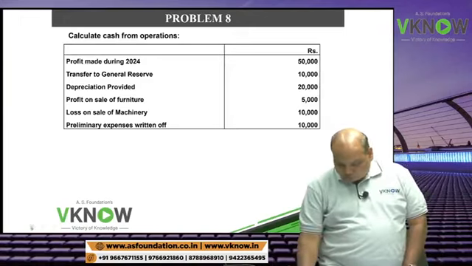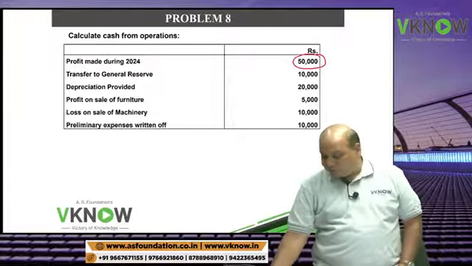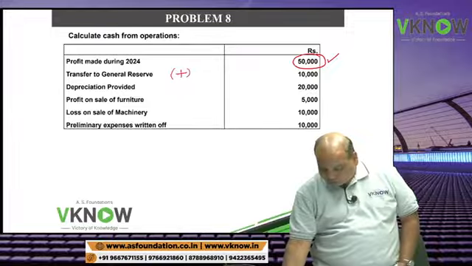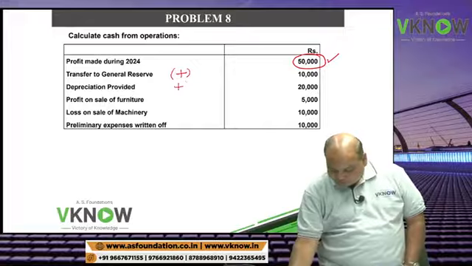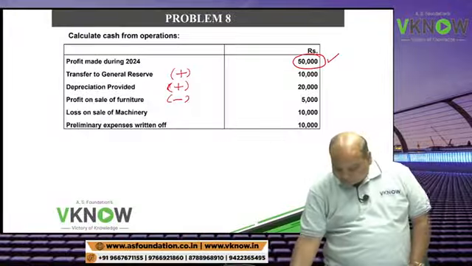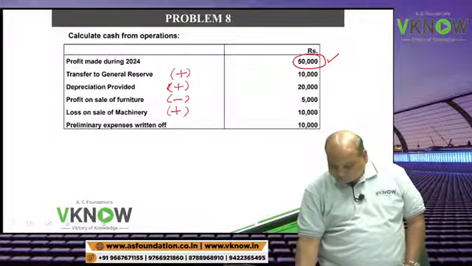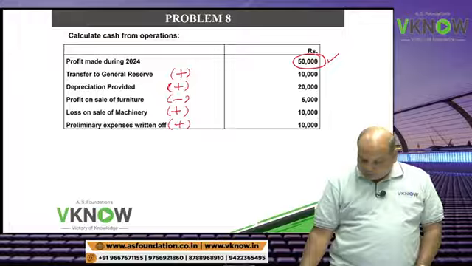So what I am going to do, I will first explain. I will start from 50,000. Transfer to general reserve, add back. Depreciation, non-cash item, add back. Profit on sale of furniture, minus. Loss on sale of machine, add back, non-cash item. Preliminary expenses written off, add back.